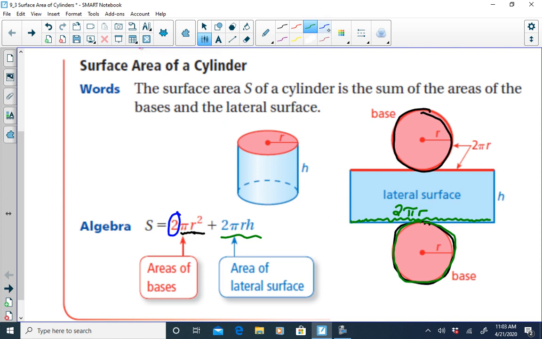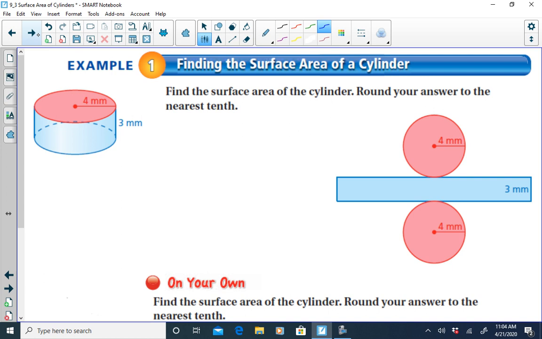And then we also have the height. The height is going to be this segment here. So to find the lateral area, it's 2 times pi times r, which I see here, and then times the height, which I see here. So to find the surface area, we simply find the area of the two circles, which is the first part of the formula, and then we add the lateral area, which in the shape of the rectangle, base times height, is going to be 2 times pi times r times h. All right, so let's see what that looks like in the form of a problem.